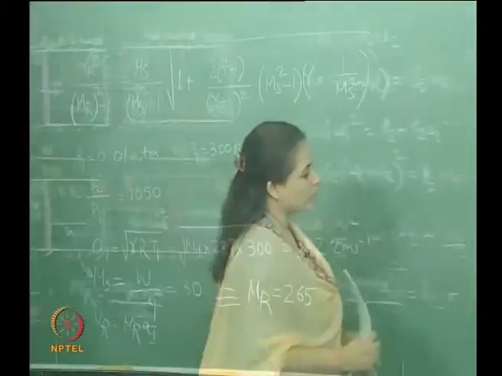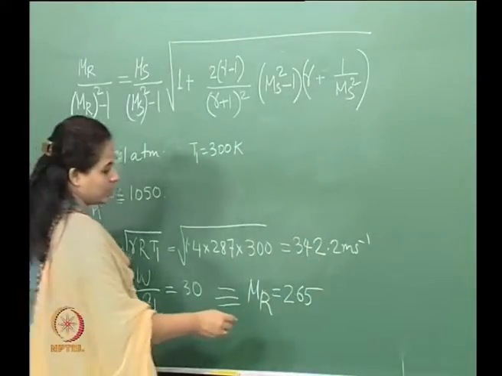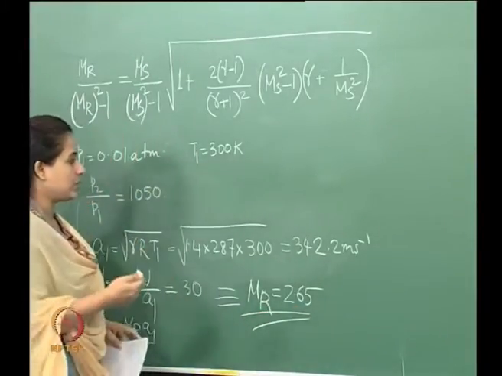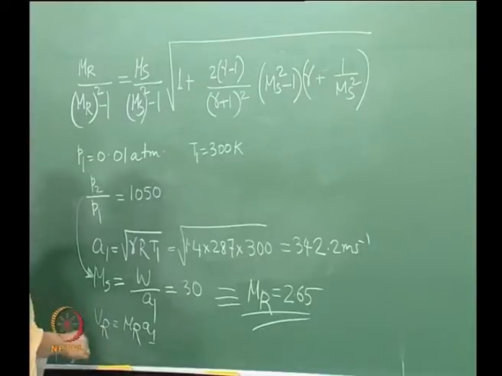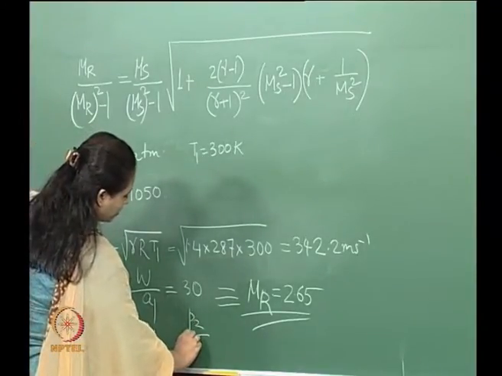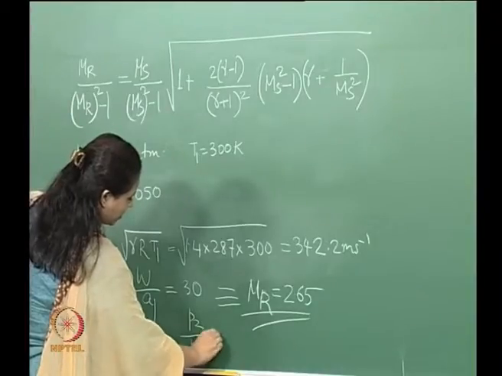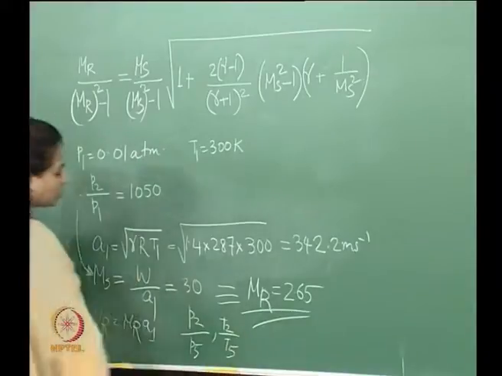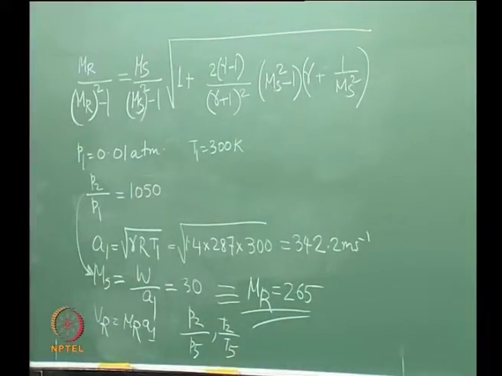Now, corresponding to this Mach number, again we go to the tables and find out P2 by P5 actually, and T2 by T5, and then we shall be able to calculate the pressure and temperatures, because like I said, P5 and T5 are equal to P1 and T1.